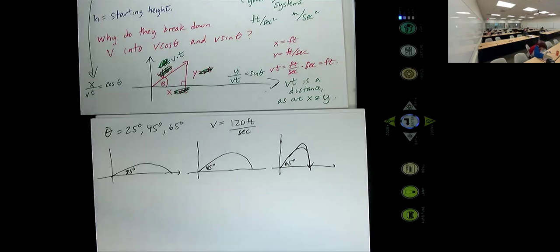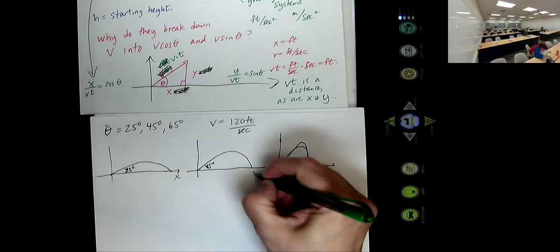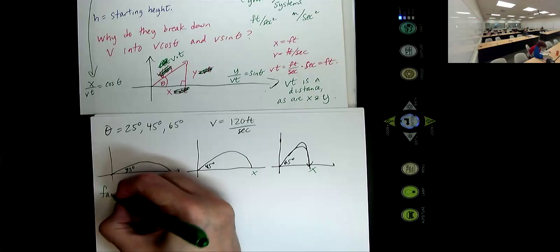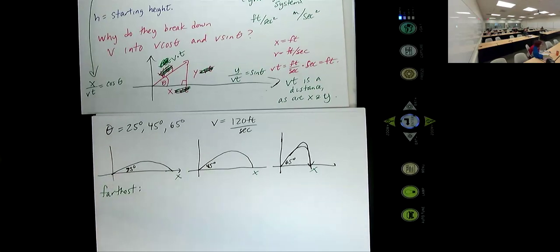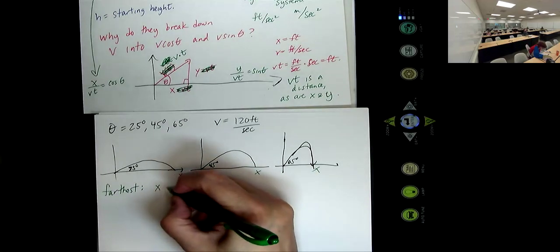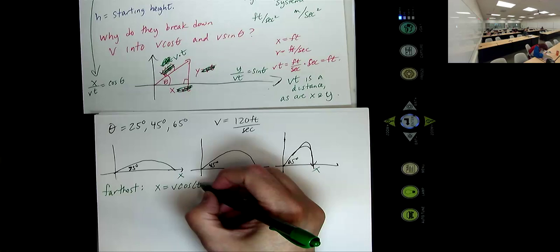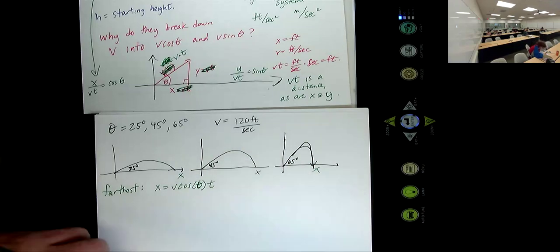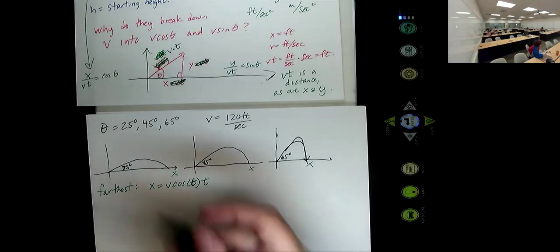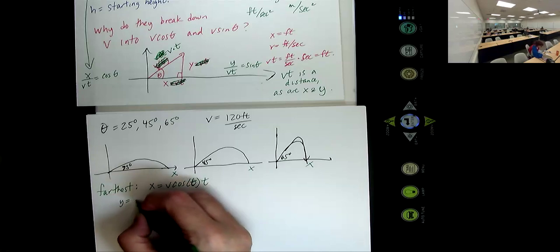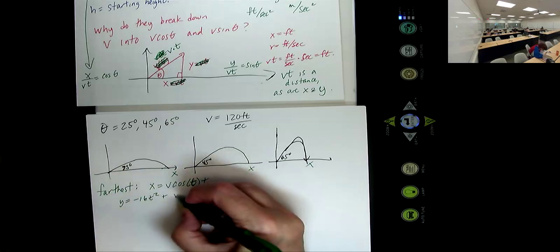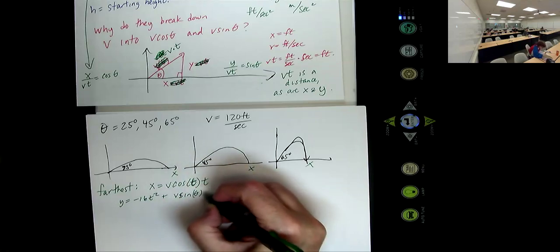Find out which one travels the farthest. This is x, so we really only need to check x. What does x equal for each of those? X is V cosine theta times t. Ooh. We have to figure out how far it goes, so we have to figure out when it hits the ground. We have to solve the other one first, because we need t for this. So let's take a look at y. Y equals negative 16t squared plus V sine theta t plus h.